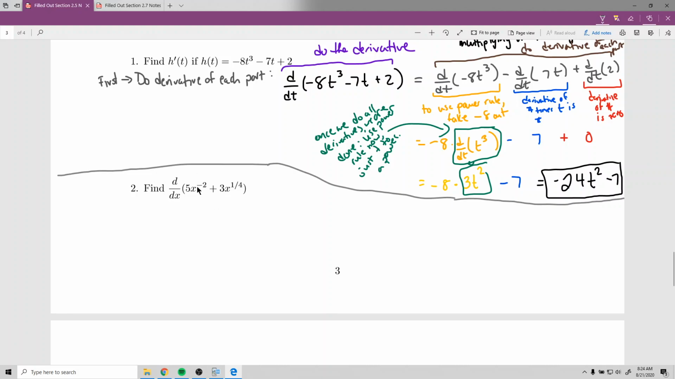All right, so this one says find the derivative of 5x to the -2 plus 3x to the 1/4. This one's already set up in the way I wrote it the first time, so we want to start by doing the derivative of each part. All right, so I'm going to do exactly what I did, split it up over the plus.